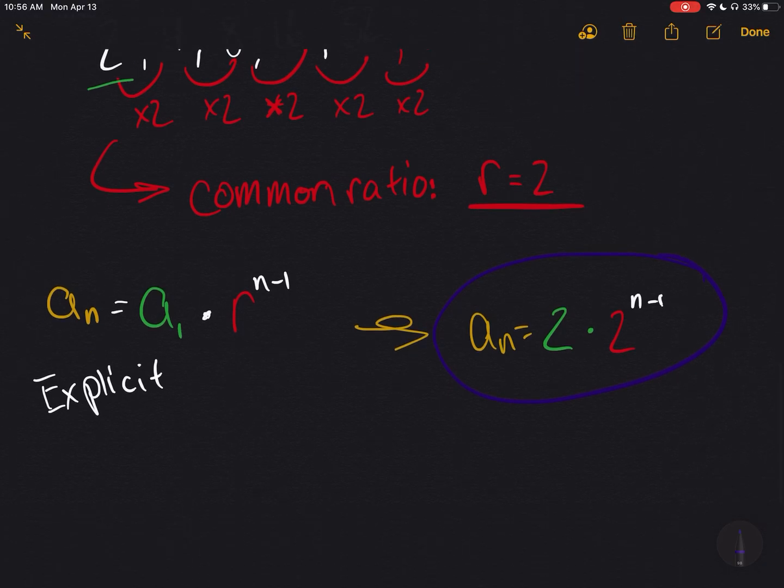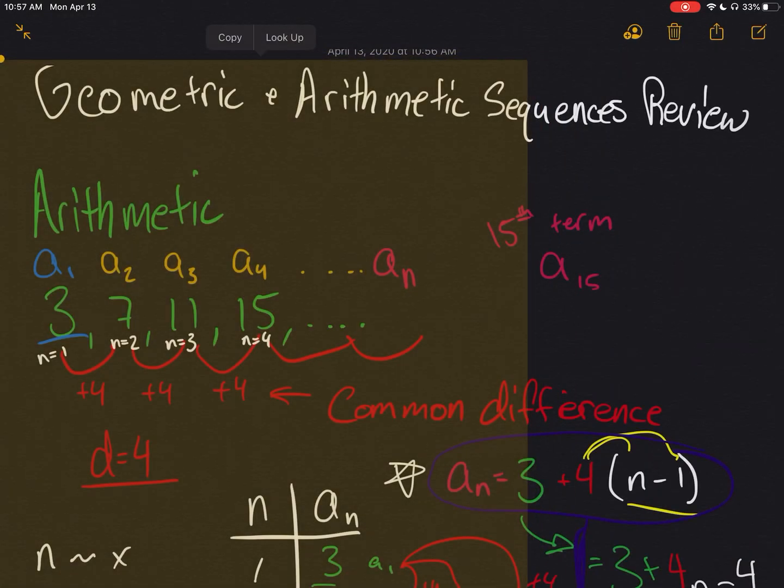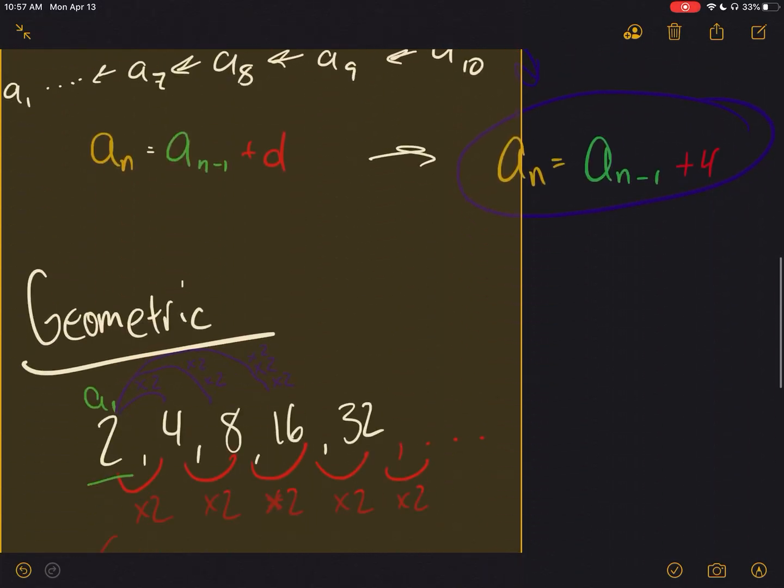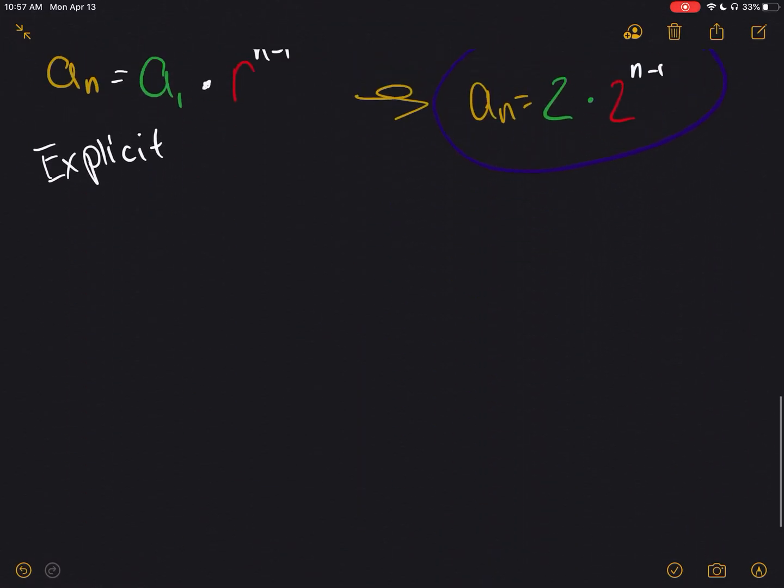If you wanted to, and you felt pretty good with your algebra and exponent rules, you could simplify that to be an is equal to 2 to the n. I don't expect you to know or be able to do that very well, but if you can and notice that, that's something that could potentially save you time in the long run, right? So that's our explicit formula.